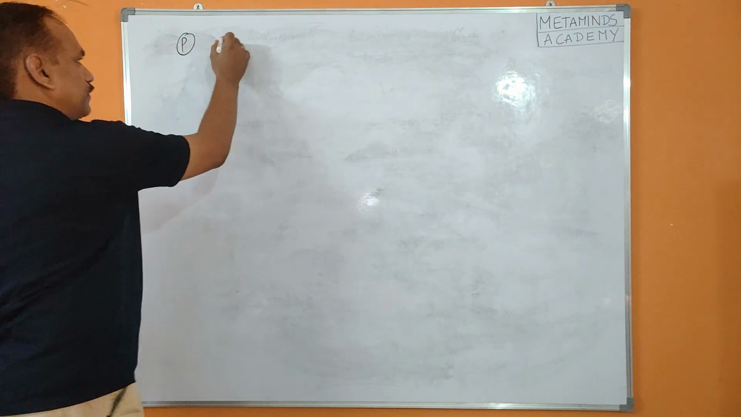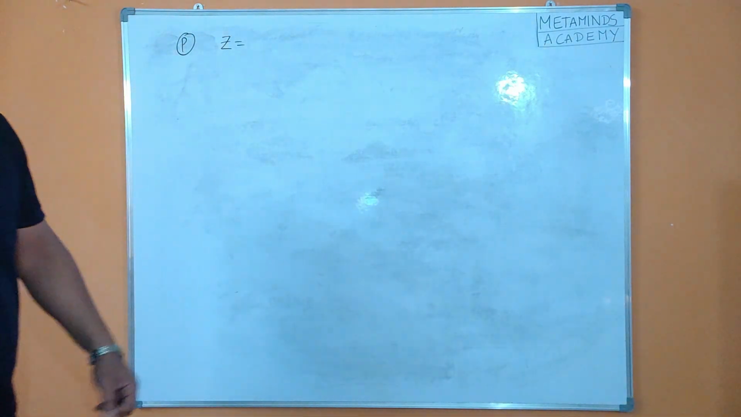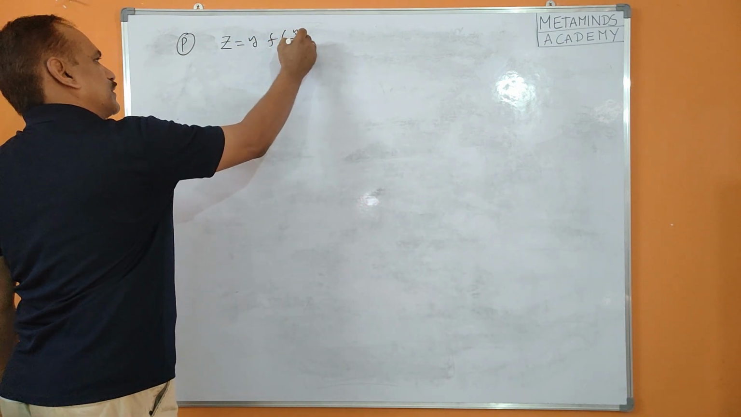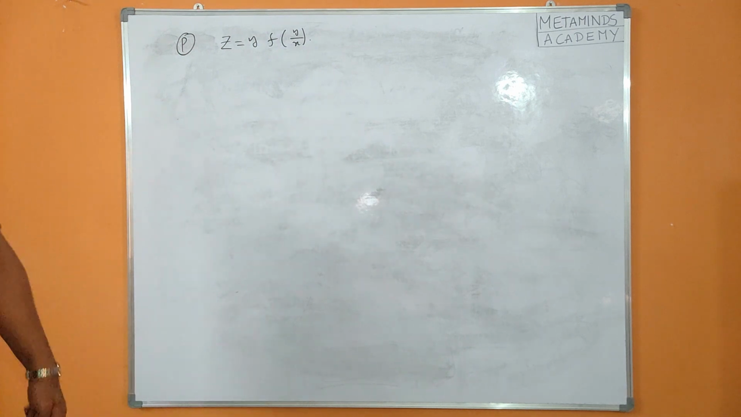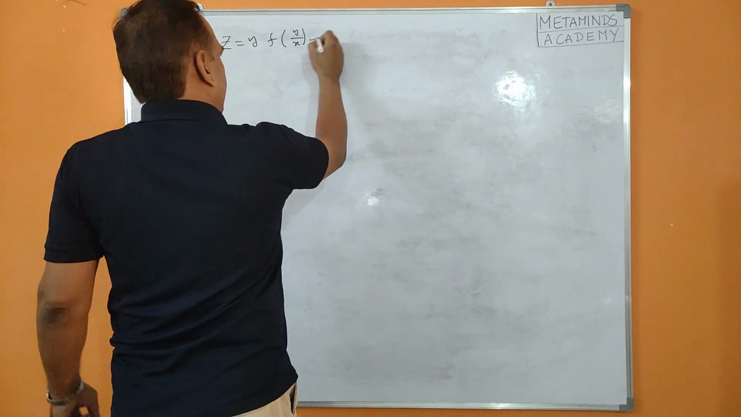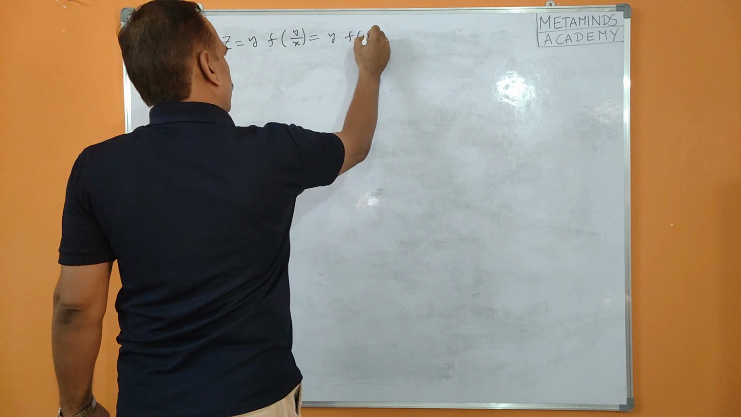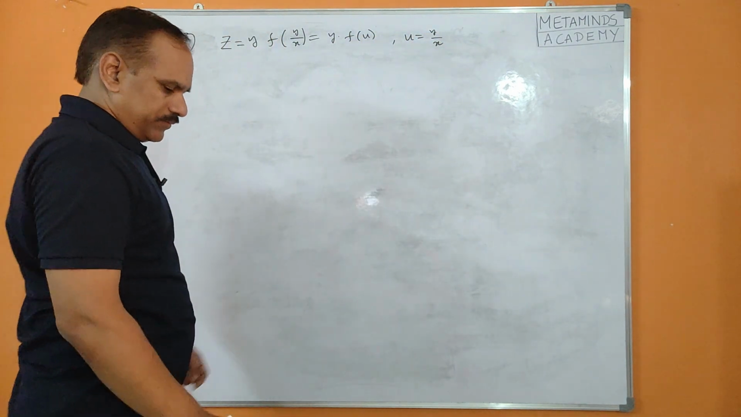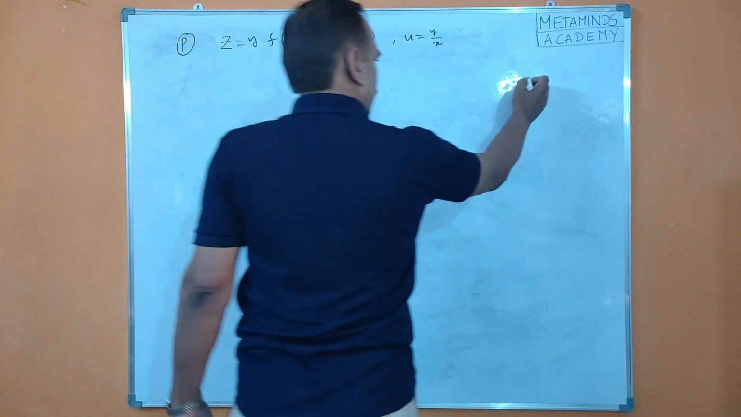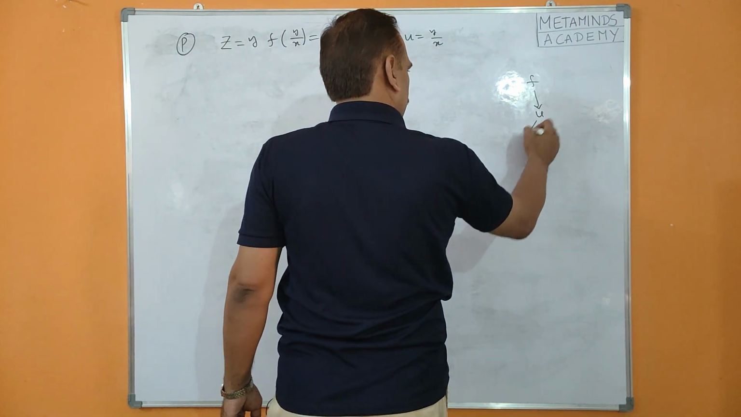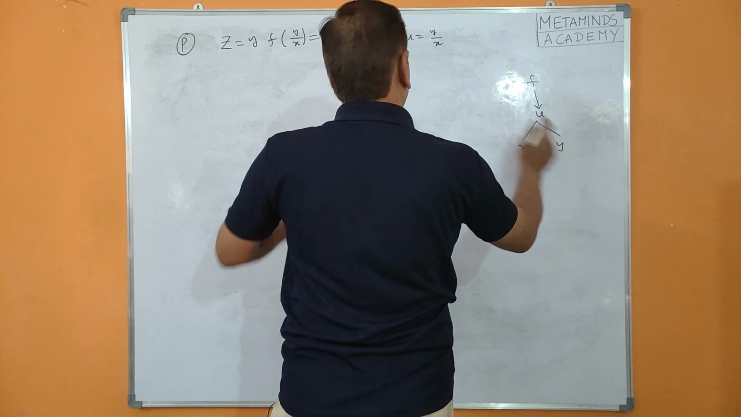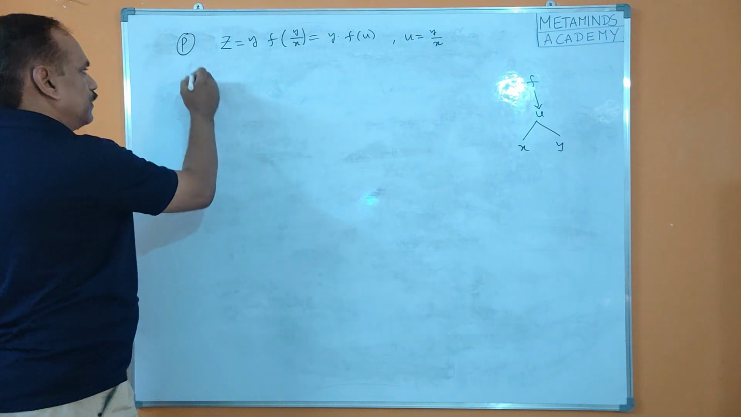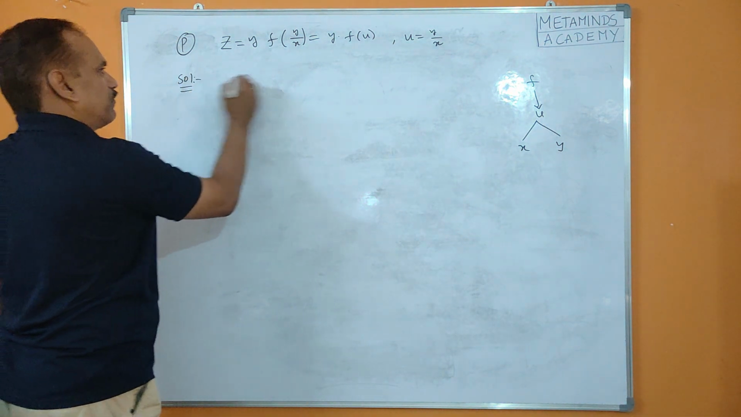z equal to y into f of y by x. So you can write it as y into f of u, where u is y by x. Here again f is a function of u, and u is a function of x and y alone. Right. So differentiate equation 1.